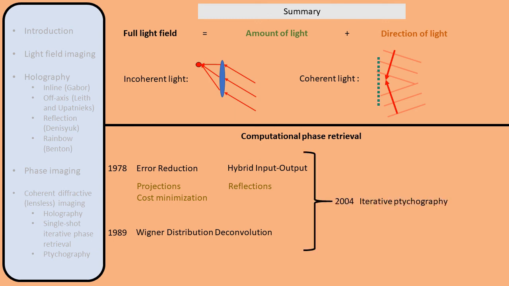A combination of the two methods was found in iterative ptychography, where an iterative algorithm reconstructs the sample from multiple intensity measurements obtained by moving the illumination spot across the sample. This method can be used for lensless imaging, but also for extending the functionality of optical microscopes.